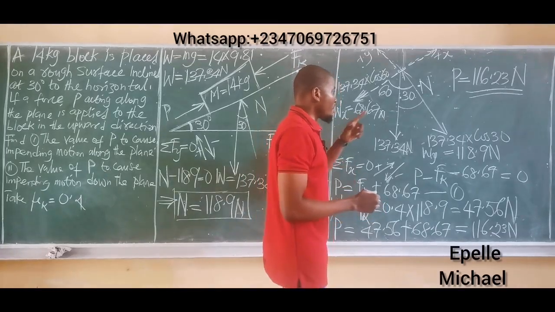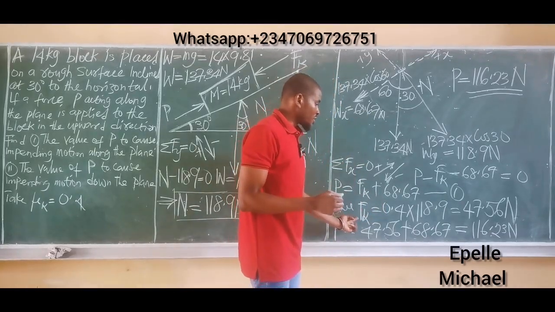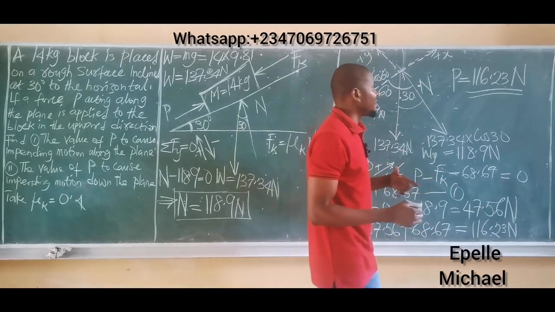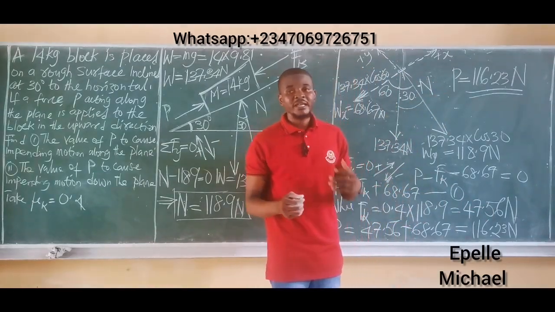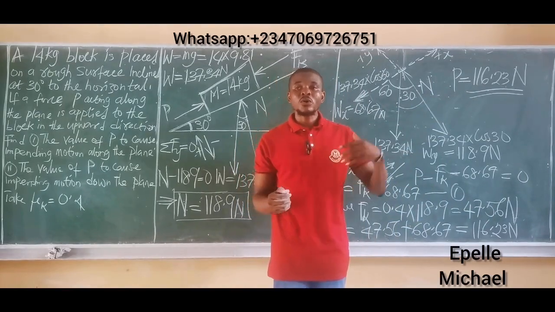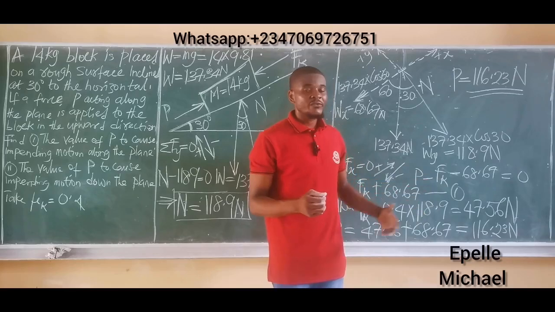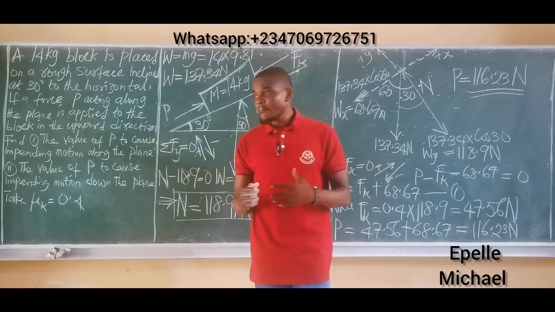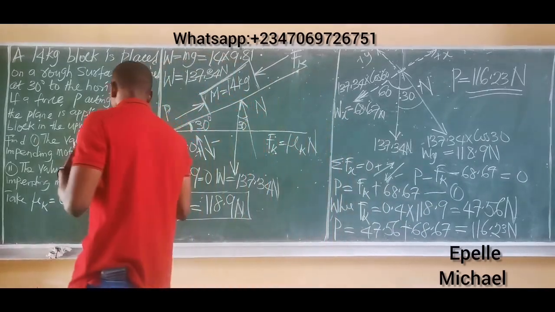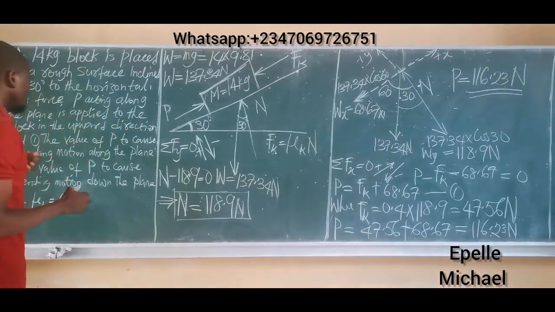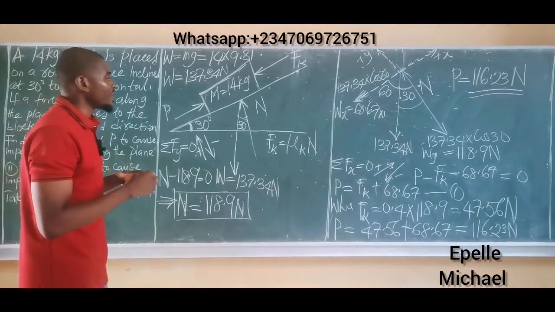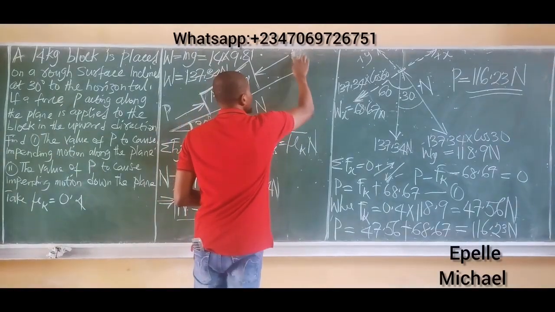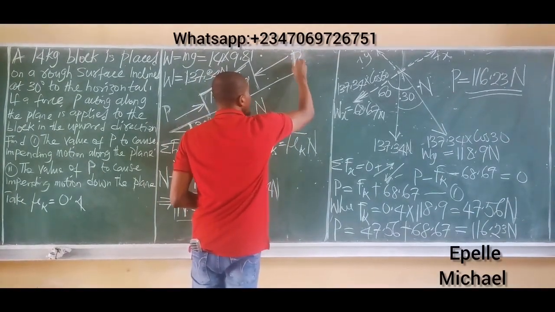And of course, if you compare this value to the kinetic frictional force, the value of the kinetic frictional force is 47.56. Since it is less than the force which causes motion of the plane, it means that motion will continuously go up the plane because the value of the applied force is greater than the kinetic friction. All right, so the second part of the question says, what is the value of P which causes impending motion down the plane? So that is simply saying if we reverse the whole situation, P is pulling this object down the plane.